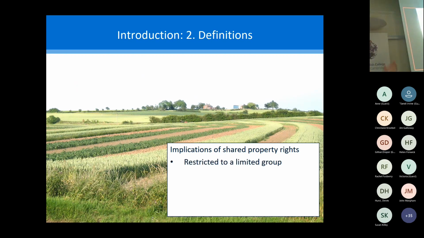So what that means is you get rights restricted to a particular group, rather than everybody having rights in common fields, open fields.